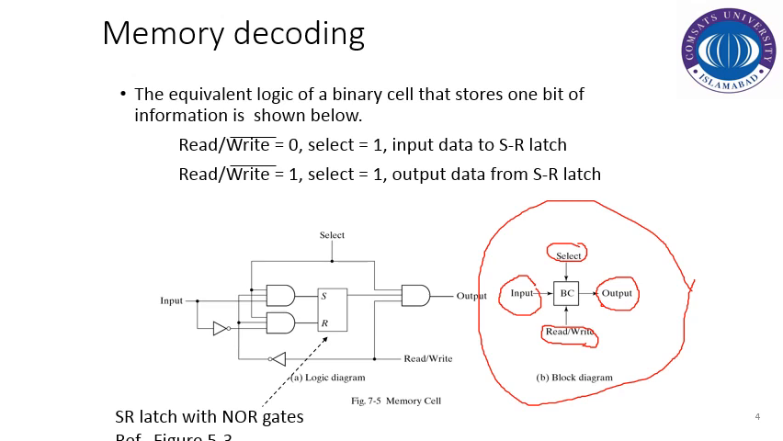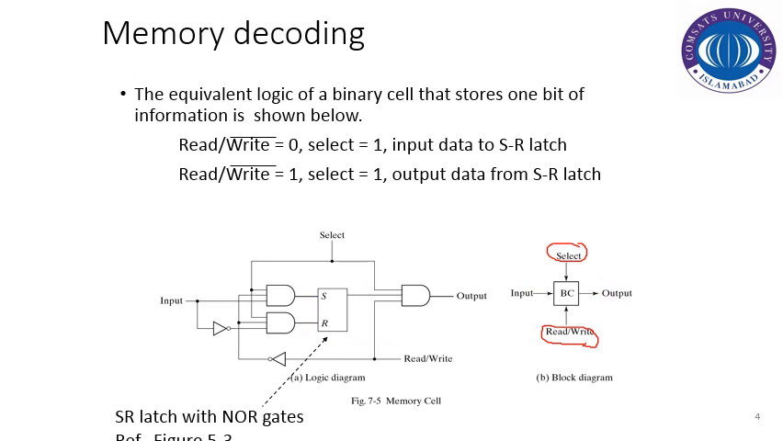So we see that we are using an SR latch here in order to store information, and we have a bunch of AND gates and some NOT gates here, and let us see how this circuit will operate. So first of all, let me erase. In order to select that basic cell, we have to set this select line to 1.